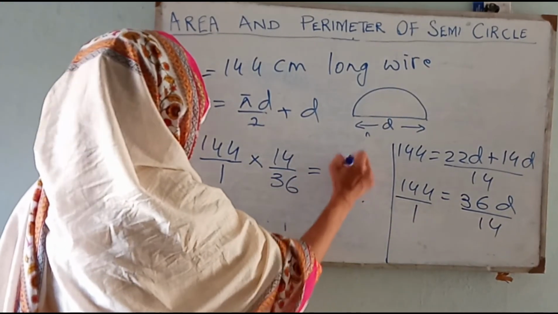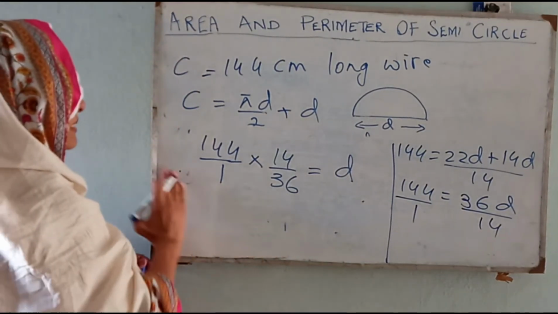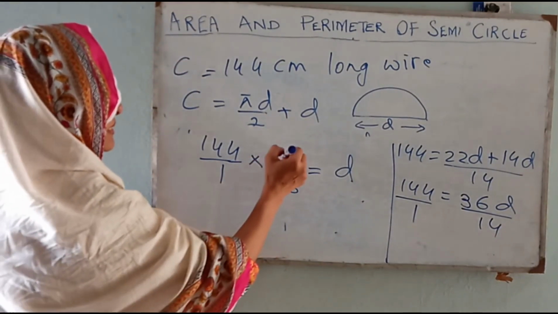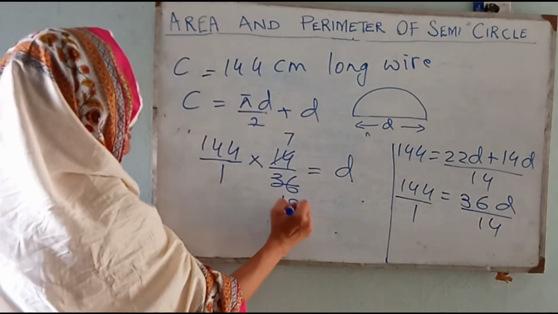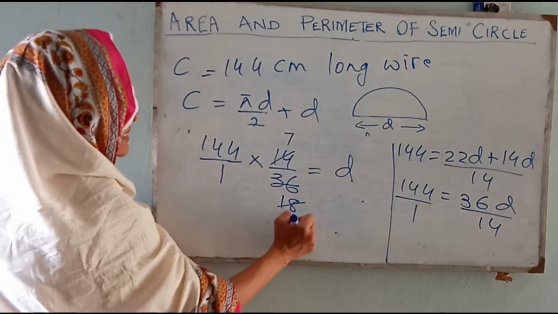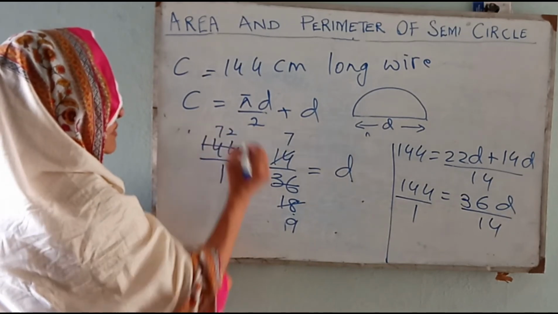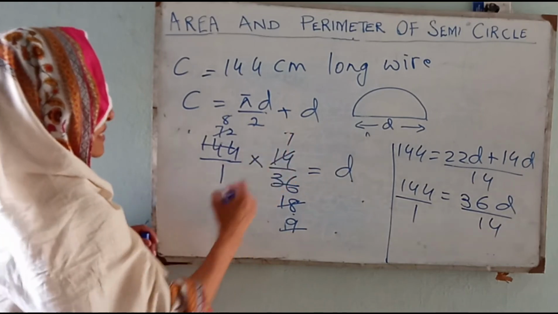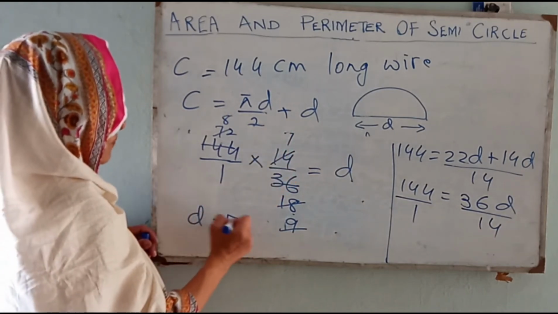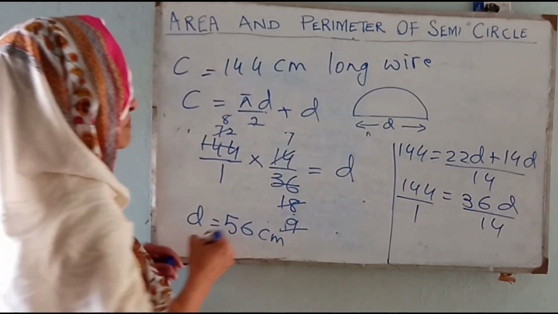So this is equal to d, and I am going to cancel it. So how am I going to cancel it? 2 7s are 14, 2 18s are 36, 2 9s are 18, 2 72s are 144, 9 1s are 9, 9 8s are 72. 8 multiplied by 7 is 56, so d is equal to 56 centimeter.